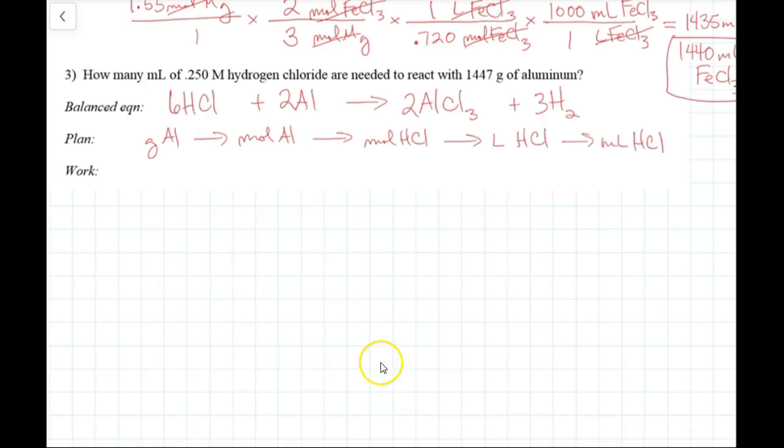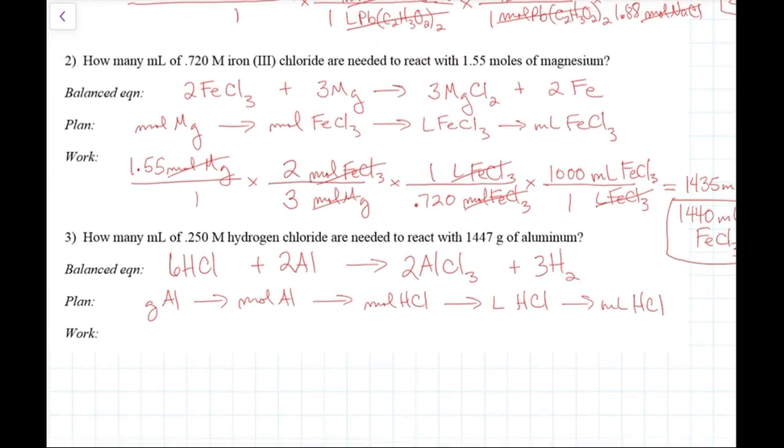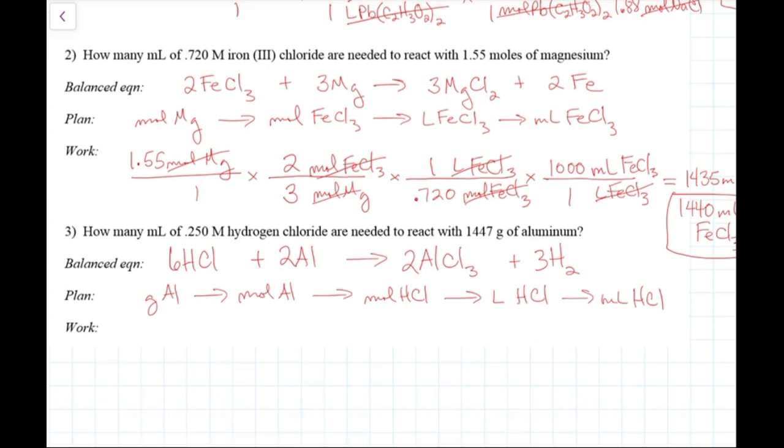Just remember that you can always use the previous ones as examples, and if you want to hear me talk about it as well, you can always rewind and rewatch those portions of the video. But for example, number 2 was very similar to number 3. The only difference is on number 2 we started with moles of the first substance. Here we're starting with grams, so we just have to do a gram to mole conversion, and then the rest of the problem becomes just like number 2. All of you should be able to do a gram to mole conversion using the periodic table, so it shouldn't be too much of a problem.